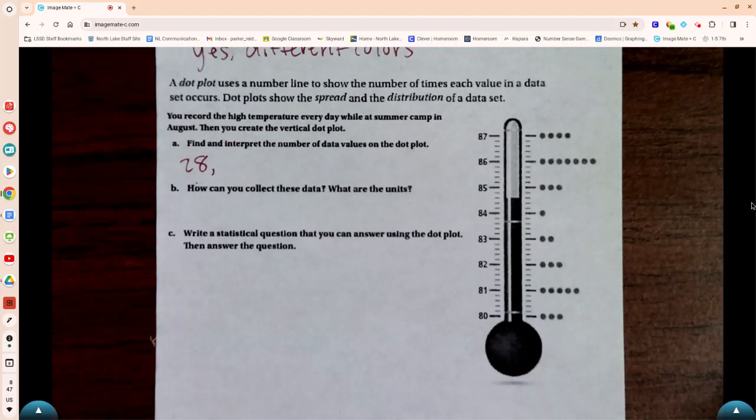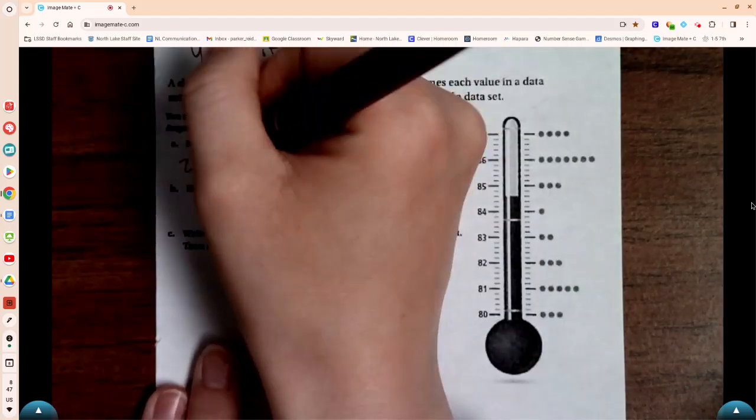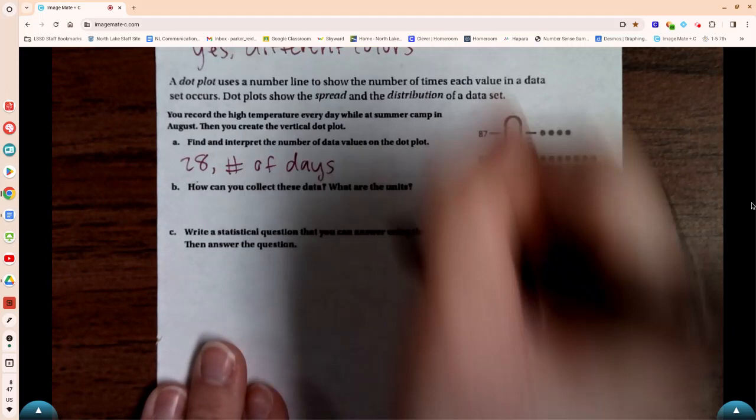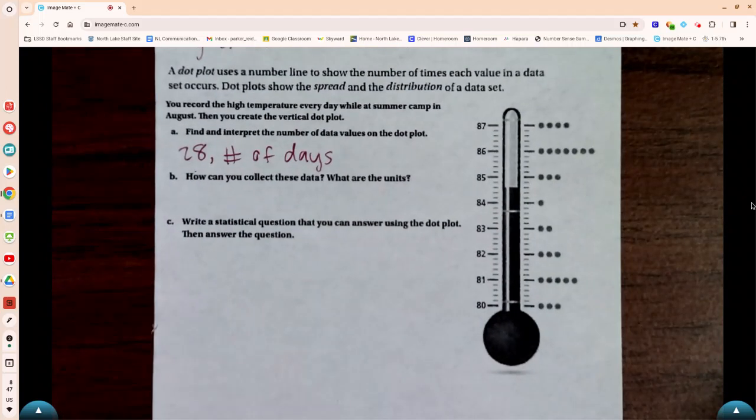Dash? Yes, if you take it a little bit further, you're right, there's 28 temperatures. Logan? Which means they were at camp for 28 days. That is a long time to be at camp. So that's the first thing we want to know how to do on a dot plot. Count the number of values. There are 28. And then what does that mean? Well, if they're recording a temperature every day, 28 temperatures means 28 days at camp.